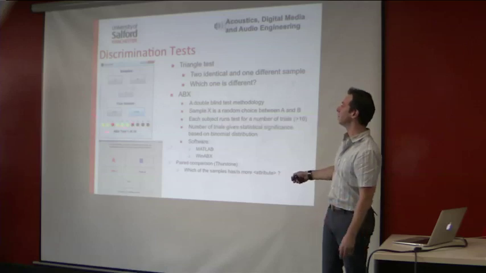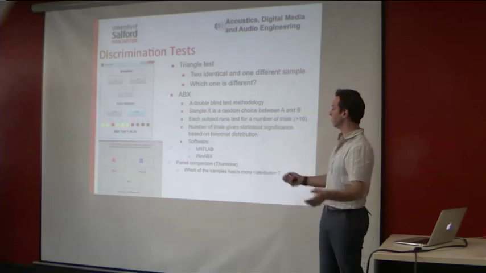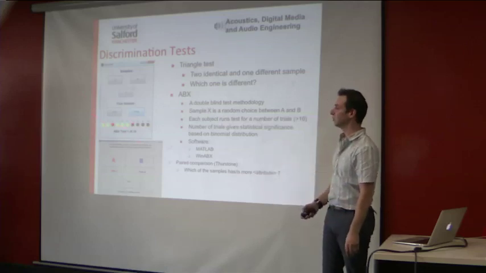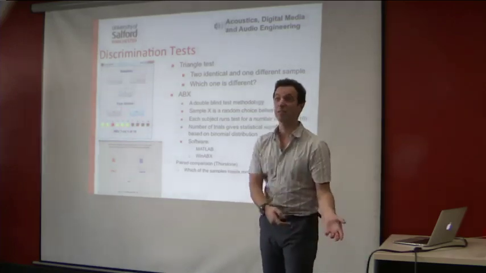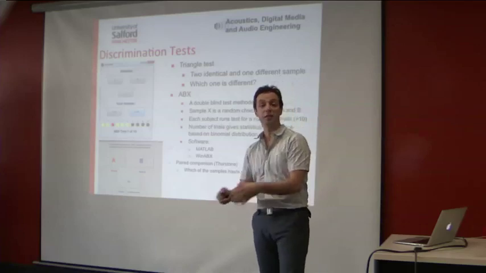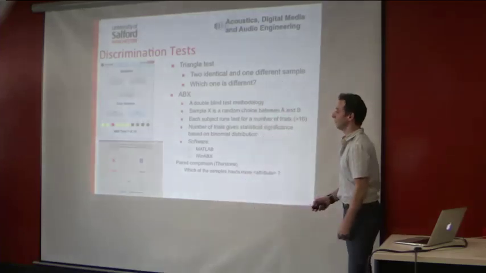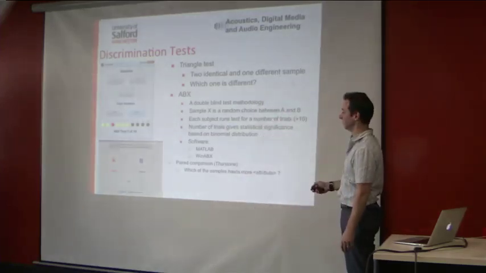And, you know, you do a number of tests and you do some stats. Binomial distribution is the one that you use here, and it tells you the probability that the subject was guessing or that they could indeed detect the difference between the two samples. And, you know, so that's a statistical result.